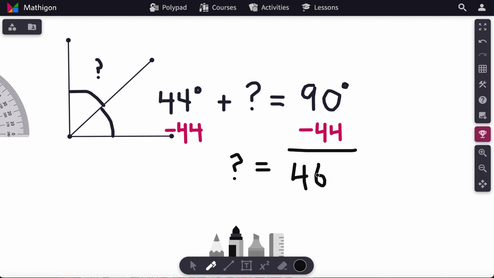So because complementary angles are two angles that add up to 90 degrees, we can see that this first one right here is 44. And from the math that we just did, we know that this angle must be 46.